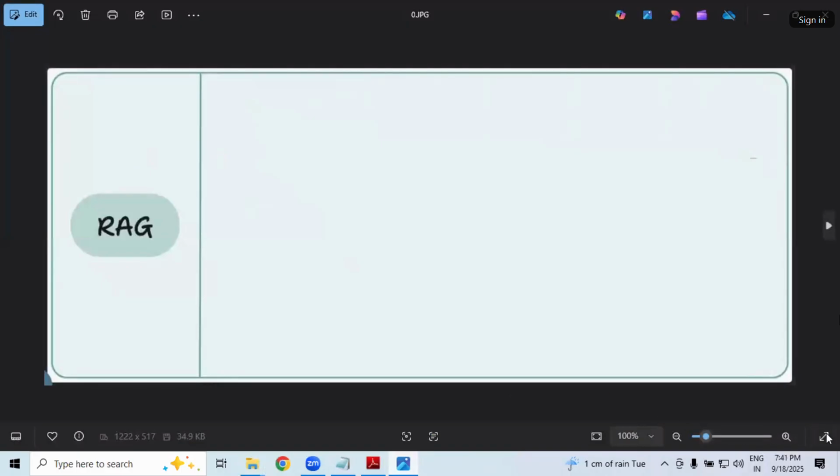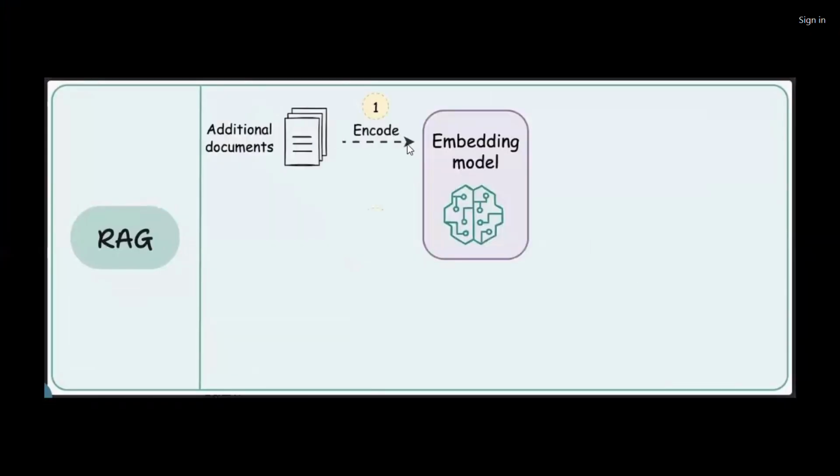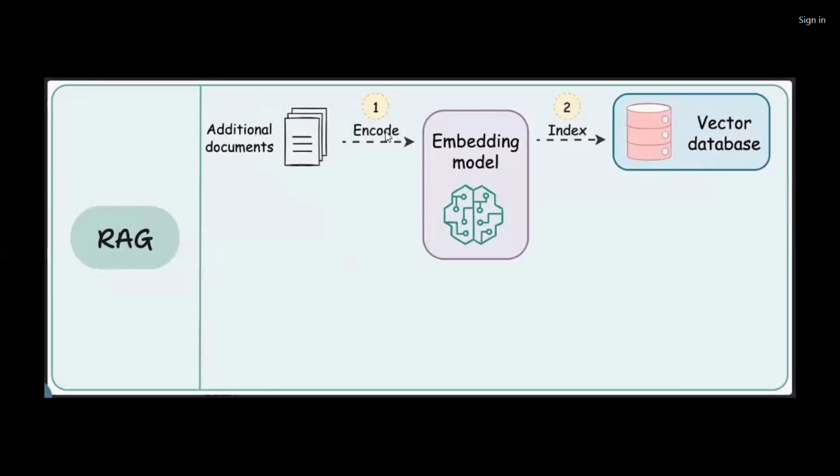Good. You know this. From the additional documents to the embedding model, what is the first step? Encoding. The next one is the index. When I say index, it's kind of all the metadata, and it is stored in the vector database. The vector database's task is this: we have unstructured data, and it is stored in the vector database in such a way that retrieving, meaning searching, will be very easy.